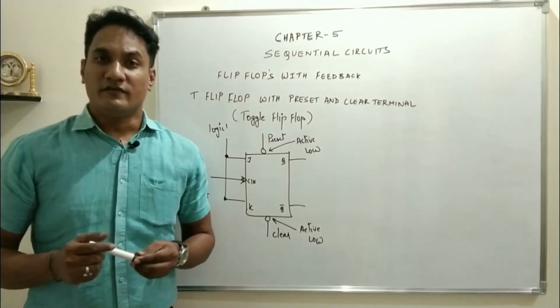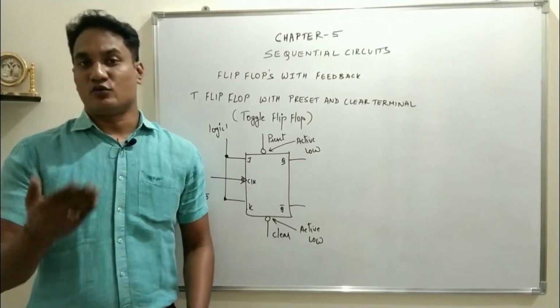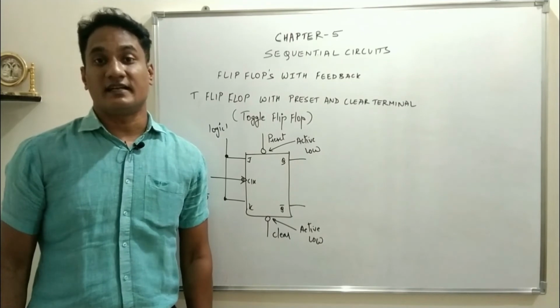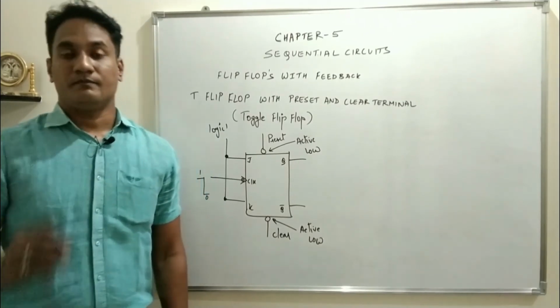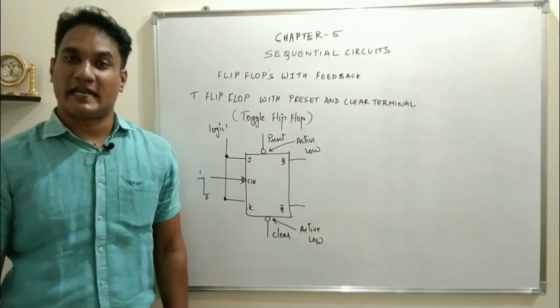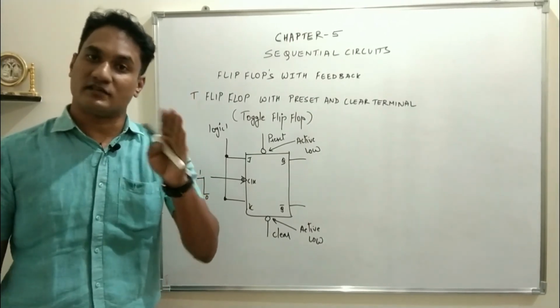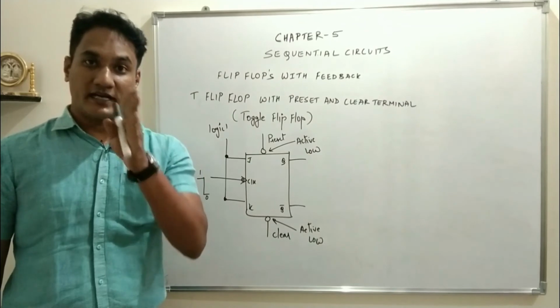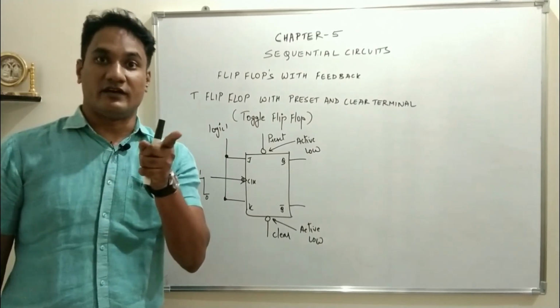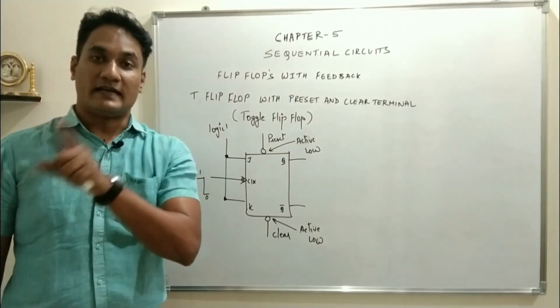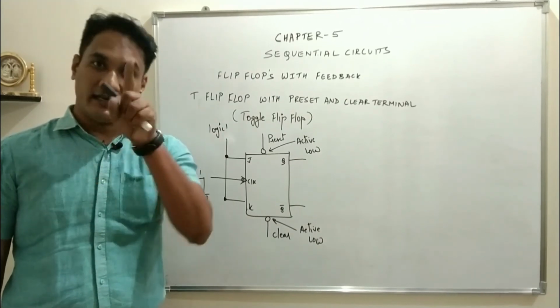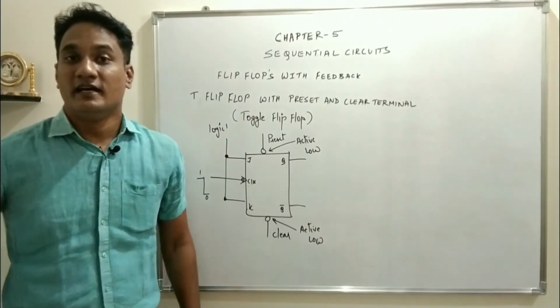Now in the previous video, when I tried to explain the concept of preset and clear terminals, there the preset and clear terminals were activated by giving 1. When preset and clear both are 0, there will be no change. When preset is 1 and clear is 0, preset is activated. That means the output will set. And when preset is 0 and clear is 1, clear will be activated. That means the output will be reset.